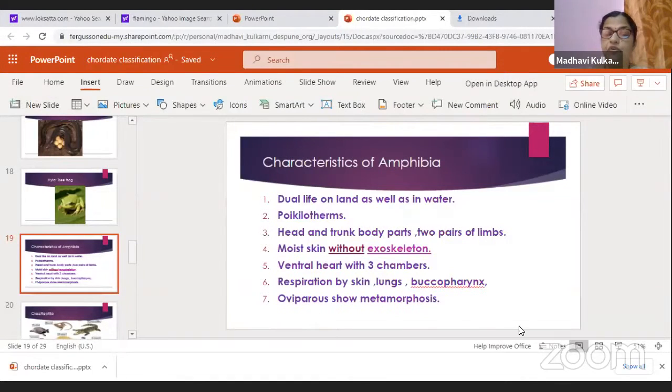So metamorphosis is shown. A tadpole larva of a frog has many different characters than that of the adult. It is having external gills and a tail. These points are totally absent in the adult. So metamorphosis, that is changing the structure of the larva into adult, that point is there in the amphibians or in the frog.